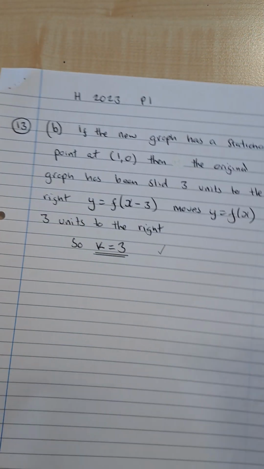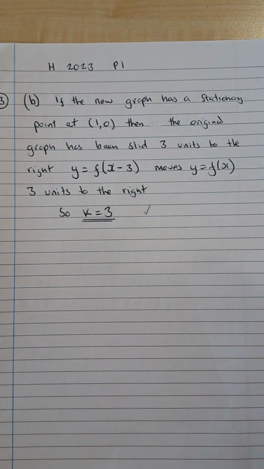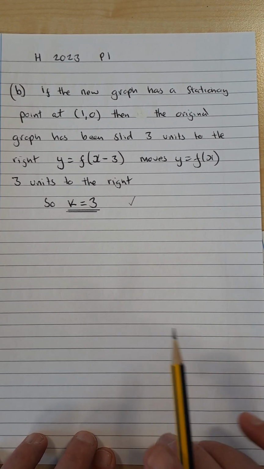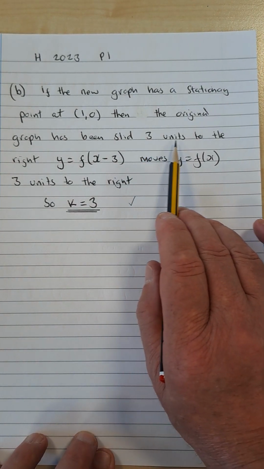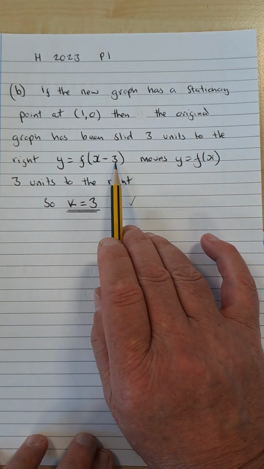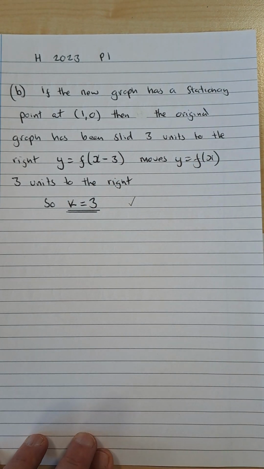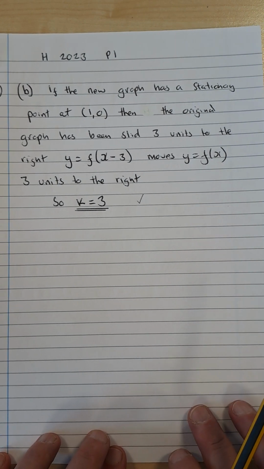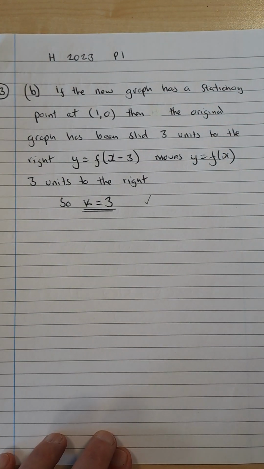So state the value of k. Just in case you want to write down the solution properly, there we have it. Repeating what I've just said, it's slid 3 units to the right, so y is f of x take 3. Therefore k has to be 3. And that's the formal solution written down there.